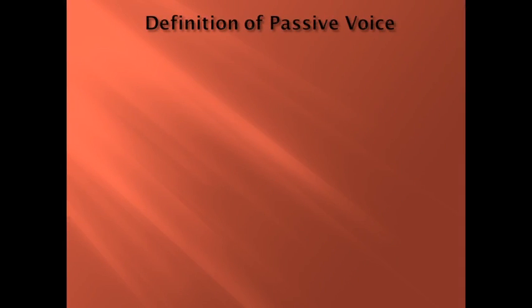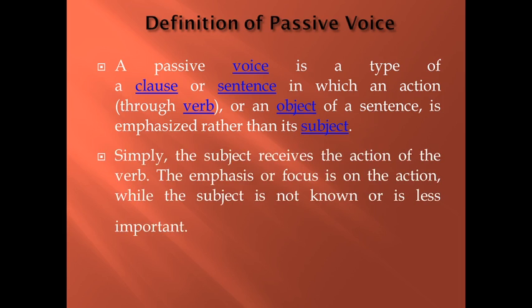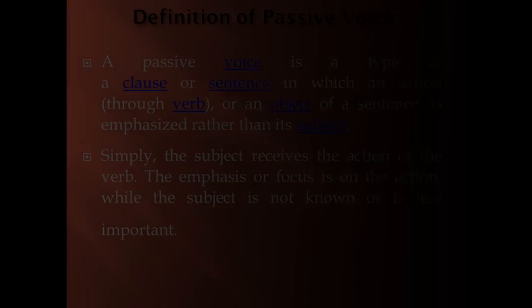Let me start and see what the definition of passive voice is. A passive voice is a type of clause or sentence in which an action, through a verb, or an object of a sentence is emphasized rather than its subject. Or we can say simply, the subject receives the action of the verb; the emphasis or focus is on the action, while the subject is not known or is less important.